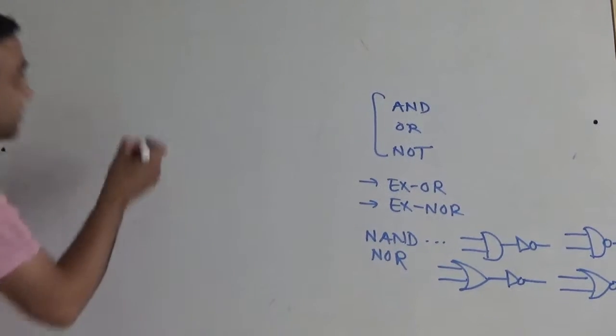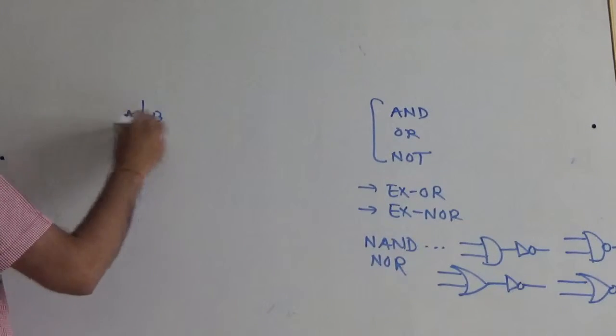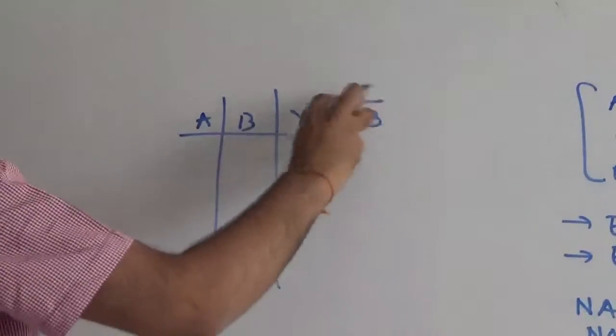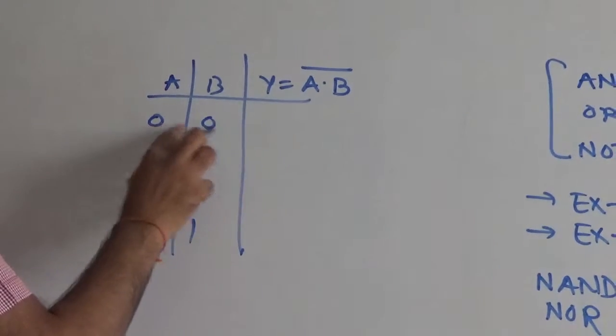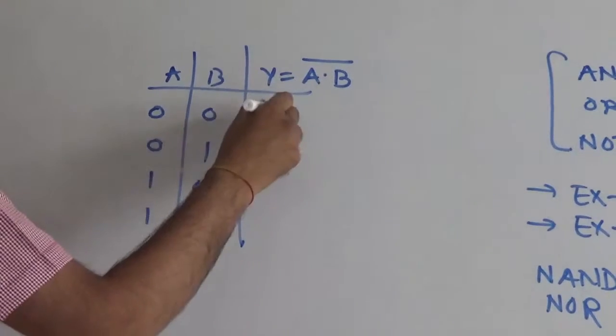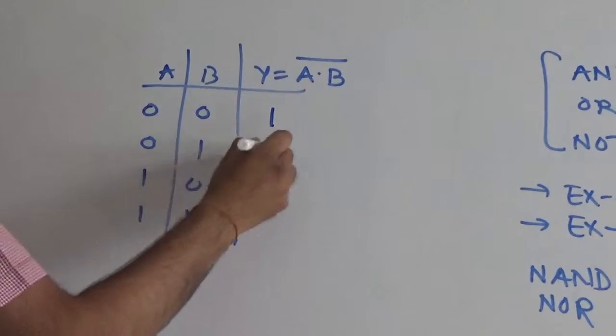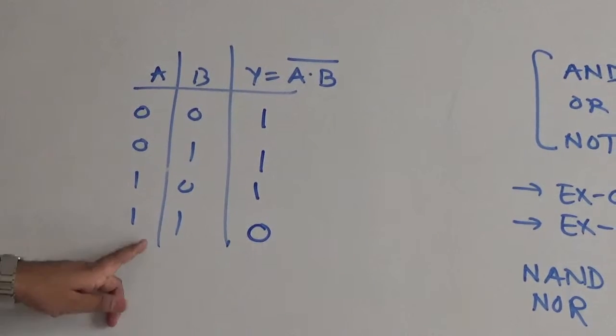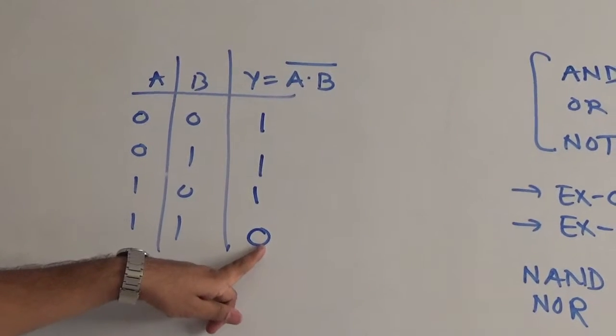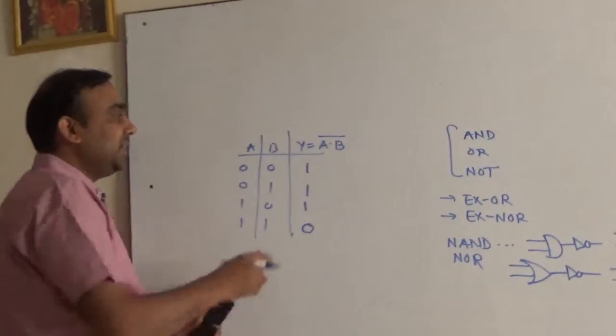Suppose I have inputs A, B, and for the NAND gate I will write A dot B bar. This bar indicates what? A bubble. So here 0 0, 0 1, 1 0, 1 1. What about this first 0? 0 dot 0 is 0, bar gives 1. Again 0 1 bar gives 1. 1 dot 1 gives 0 here. So if all inputs are true, the output is 0. This is about the NAND gate.